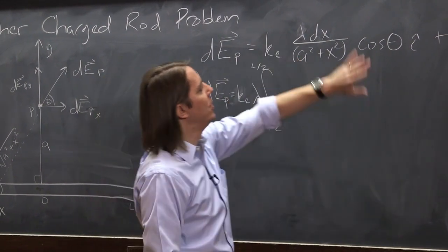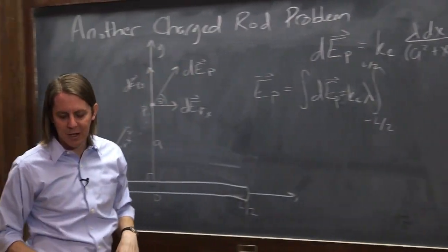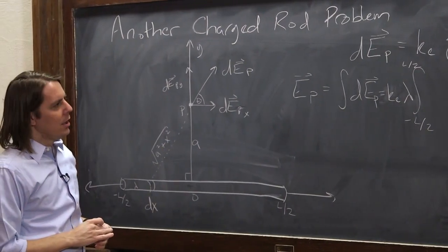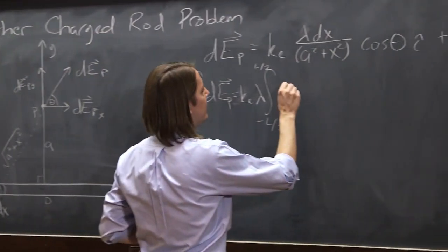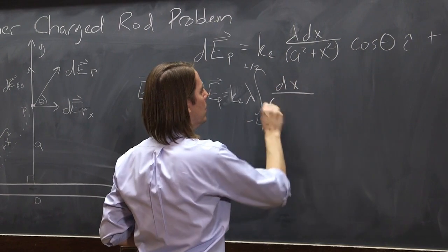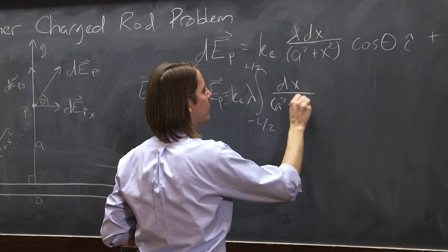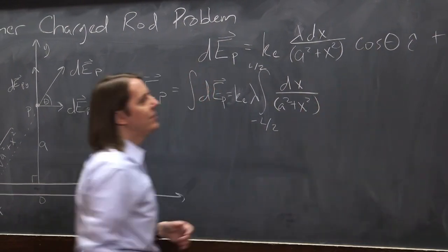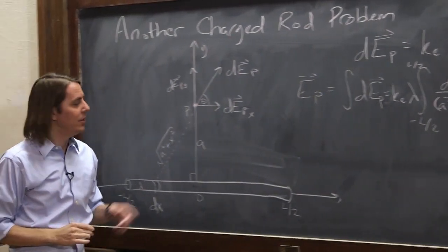Okay. Those are in each one. We can pull those out just to make it not so messy. So then we're left with dx over a squared plus x squared. And then cosine theta, though, does depend on where you are. It does depend on x.